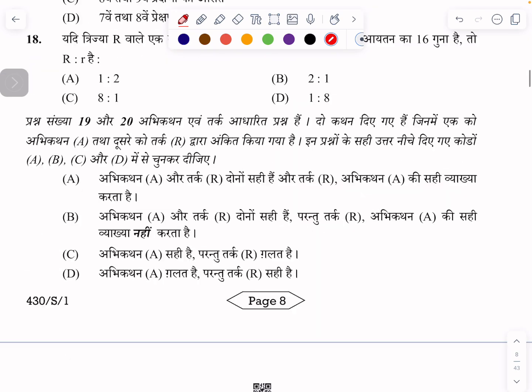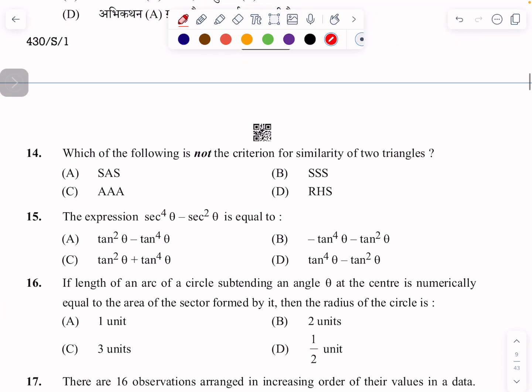Next, question number 14. Which of the following is not the criteria for similarity of two triangles? SAS similarity is there, SSS similarity is there, AAA is there, but RHS is a congruence rule. RHS similarity is not there. Okay, so which one is the correct option here? RHS. So this is not a criterion of similarity of two triangles. So the answer is D here.